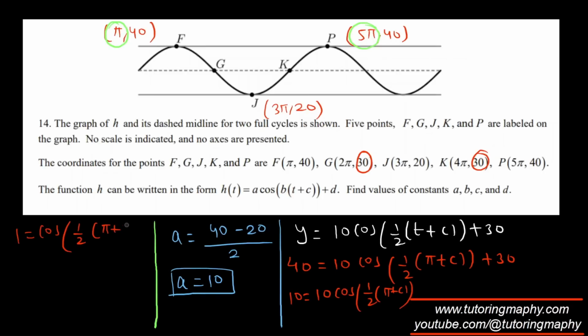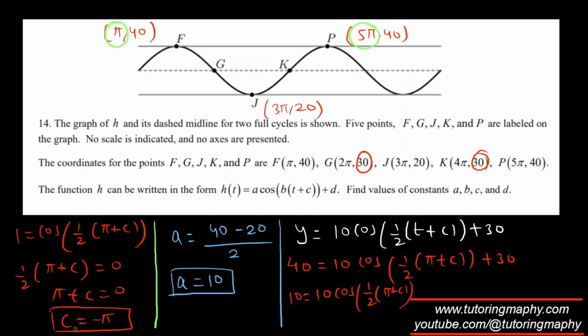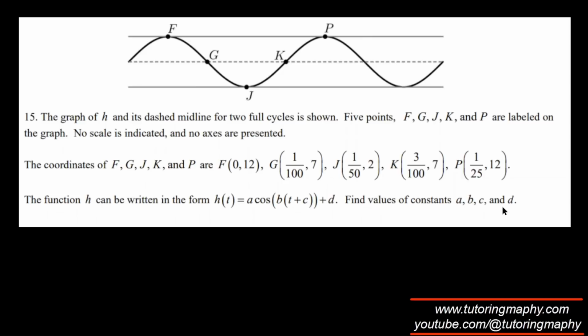And when is cos 1? Well, the easiest number that I can think of is when it is 0. So 1 over 2 pi plus c should be 0, which means that pi plus c should be 0, which means that c should be negative pi, right?